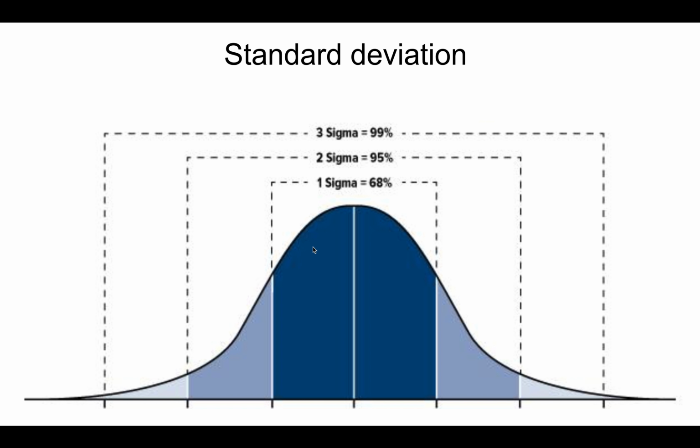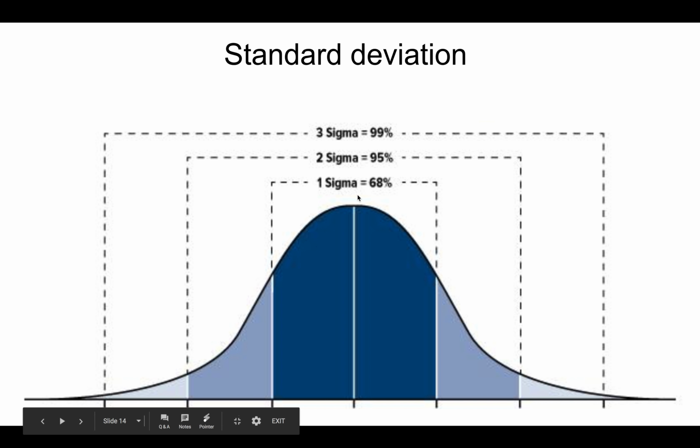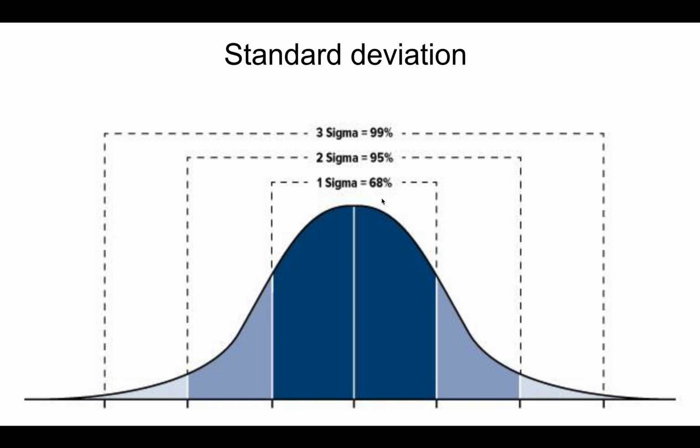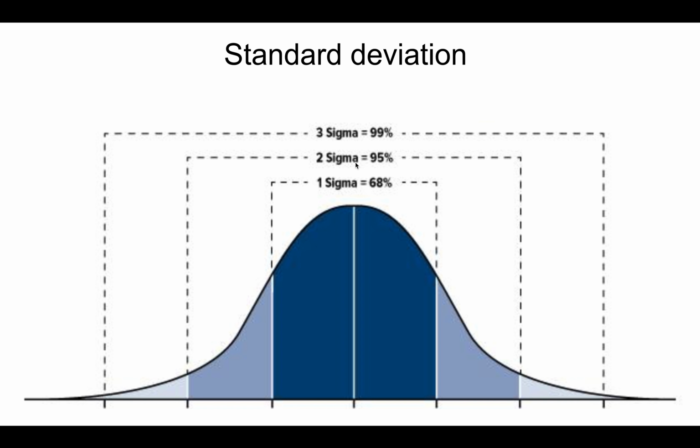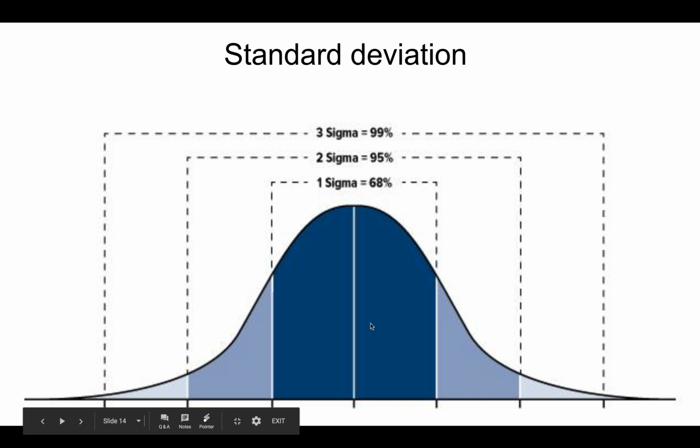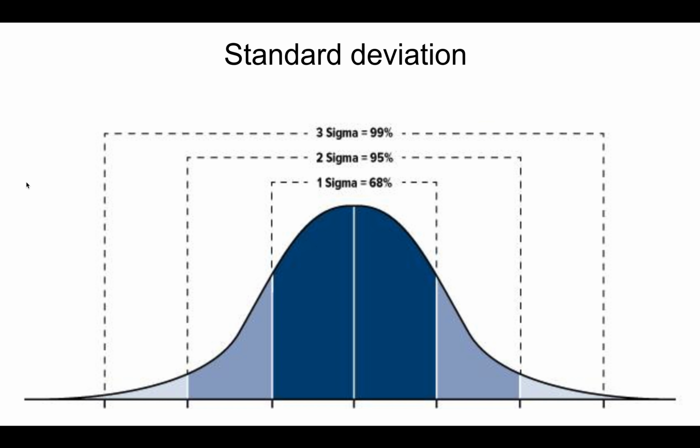And the standard deviation works like this. If you have the mean value of the data set right here, one standard deviation means that 68% of your data is going to be within this section right here. For two standard deviations, 95% of the data is going to be contained here. And for three sigmas, or three standard deviations, 99% of your data is going to be within this deviation from the mean, which is here in the middle. So that's what the standard deviation does for you.